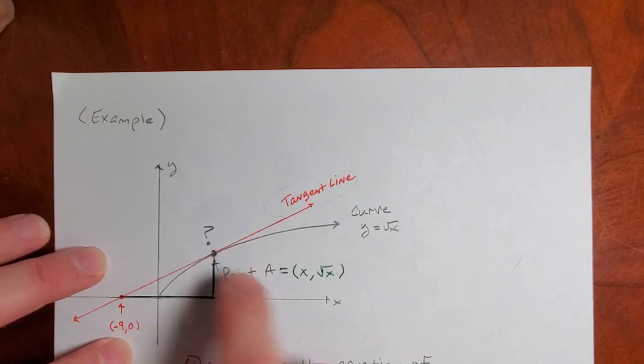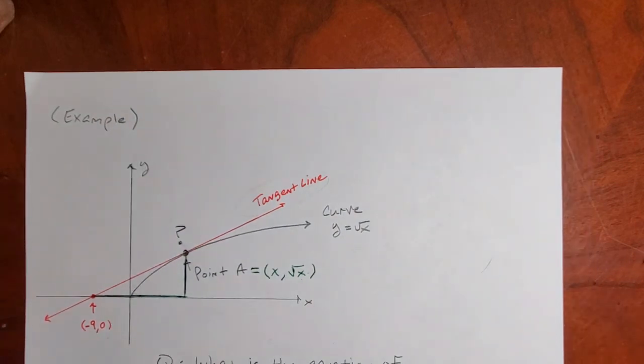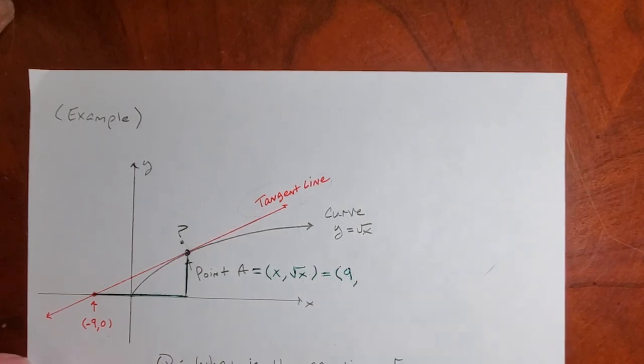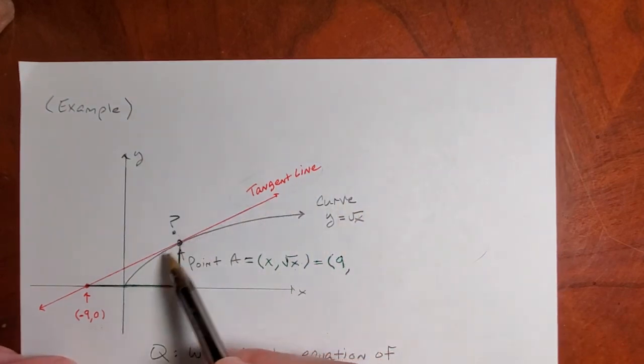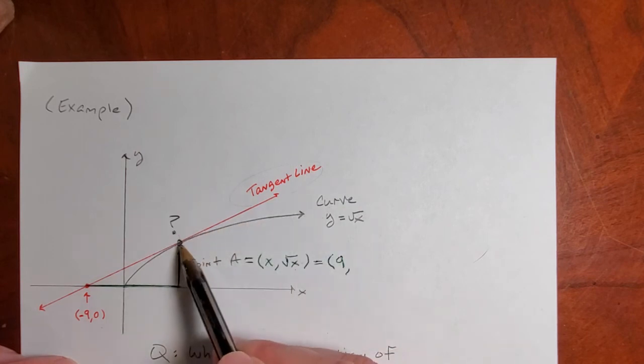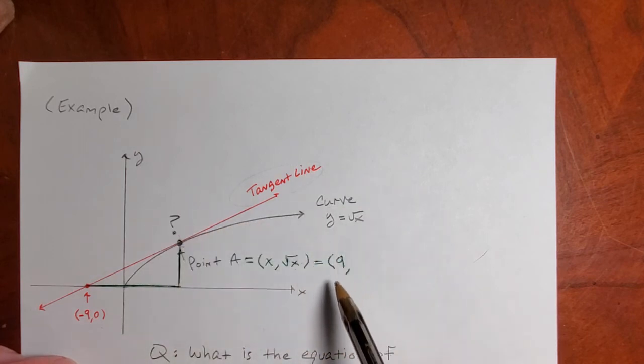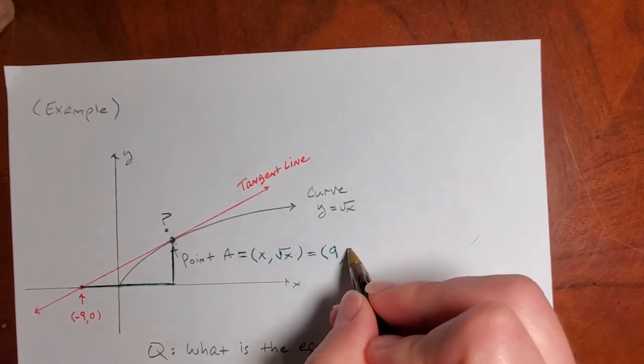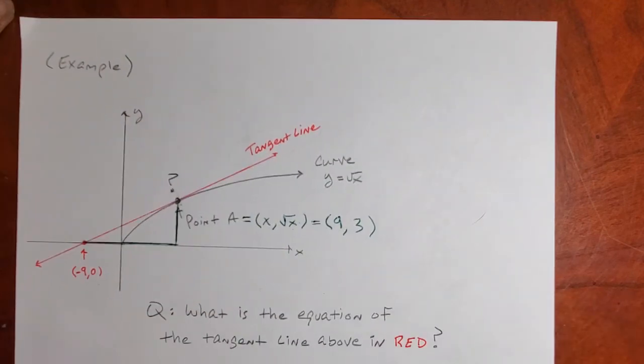Okay, so here's what I know. Point A right there is 9 for x. And we did say all points on the curve, including this one, are such that the x-coordinate is whatever it is, and the y-coordinate is the square root of the x-coordinate. So that's 9 and 3. Okay, so, all right. So I've got that.